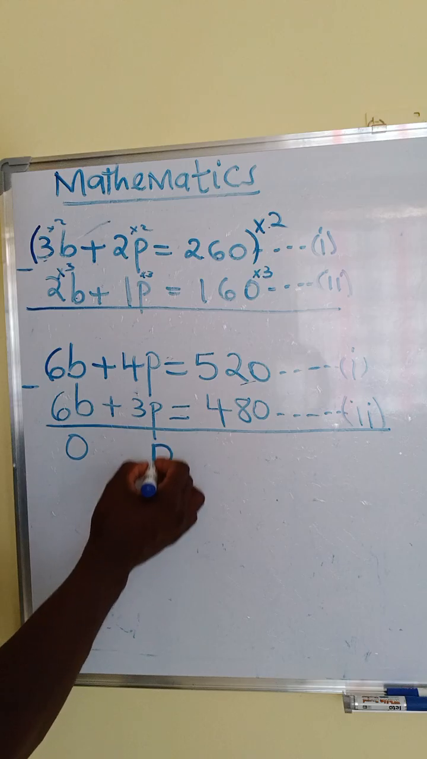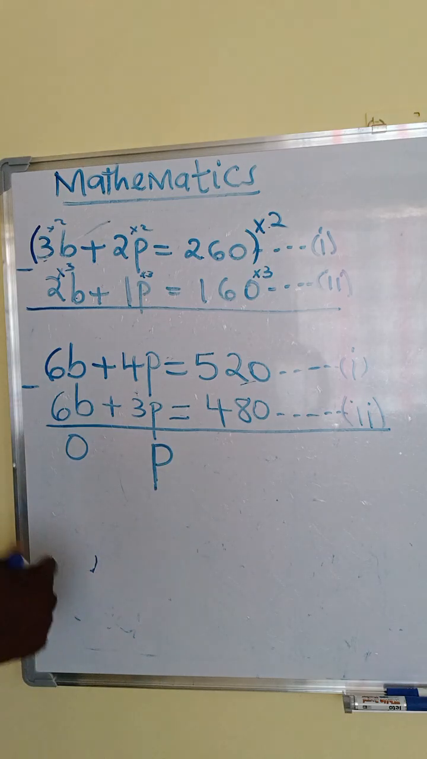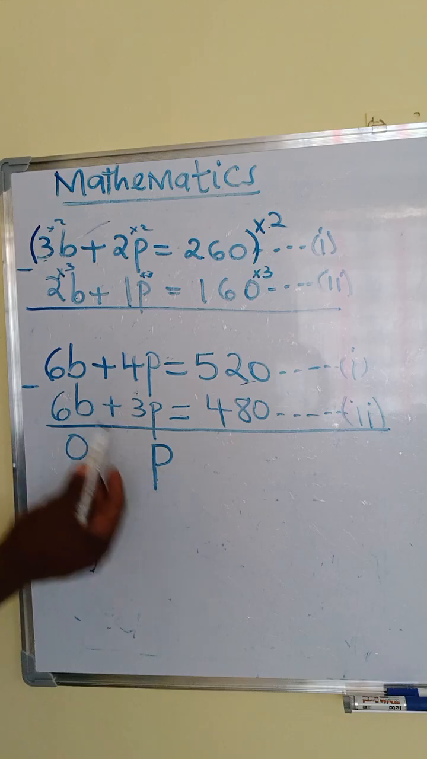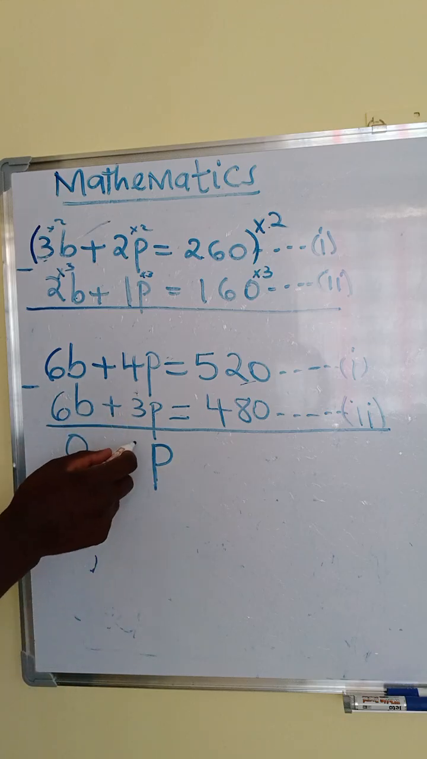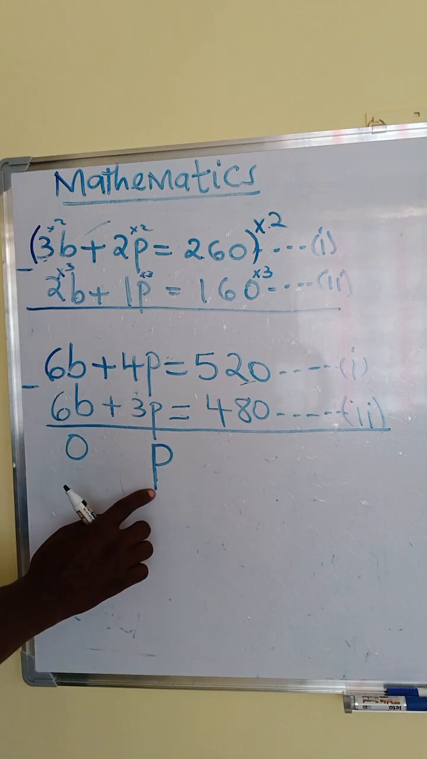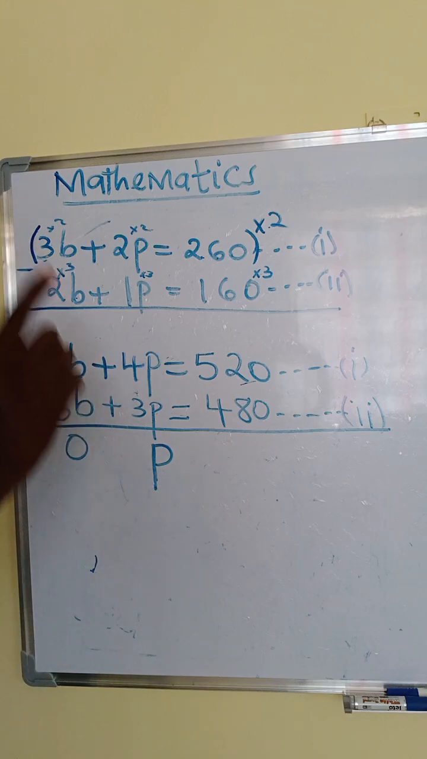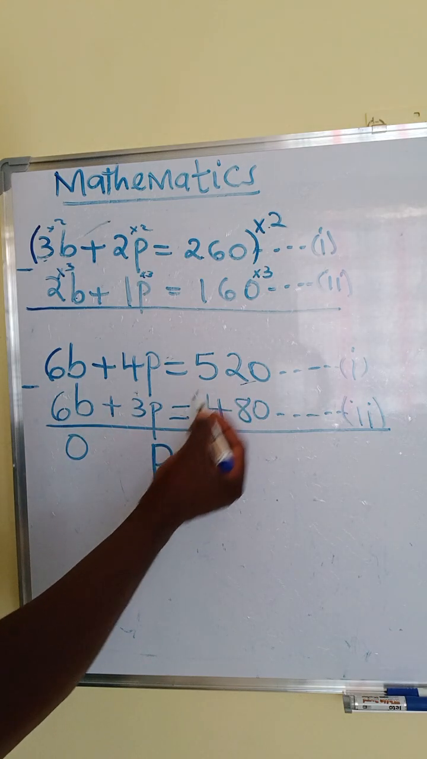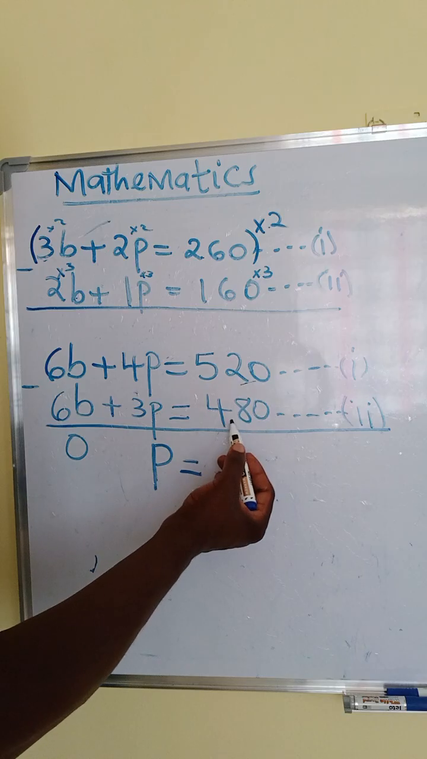When it is 1, we don't write 1. If it is 2, 3 and above, that's when you can indicate 2 or 3. But if it's just 1p, don't write 1. Just write a single p representing 1p. Now we come to the next value, we also subtract. So p equals to 520 minus 480.